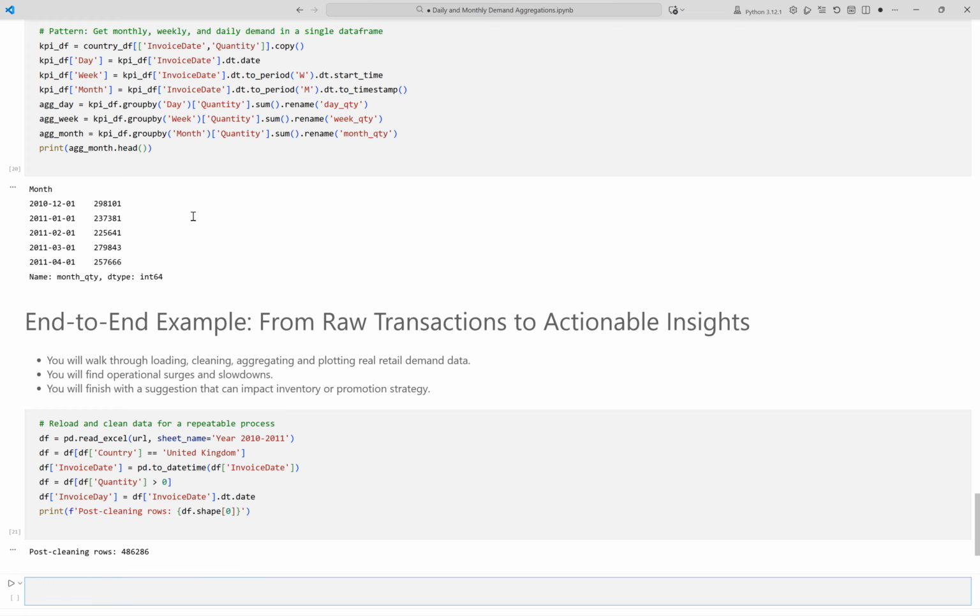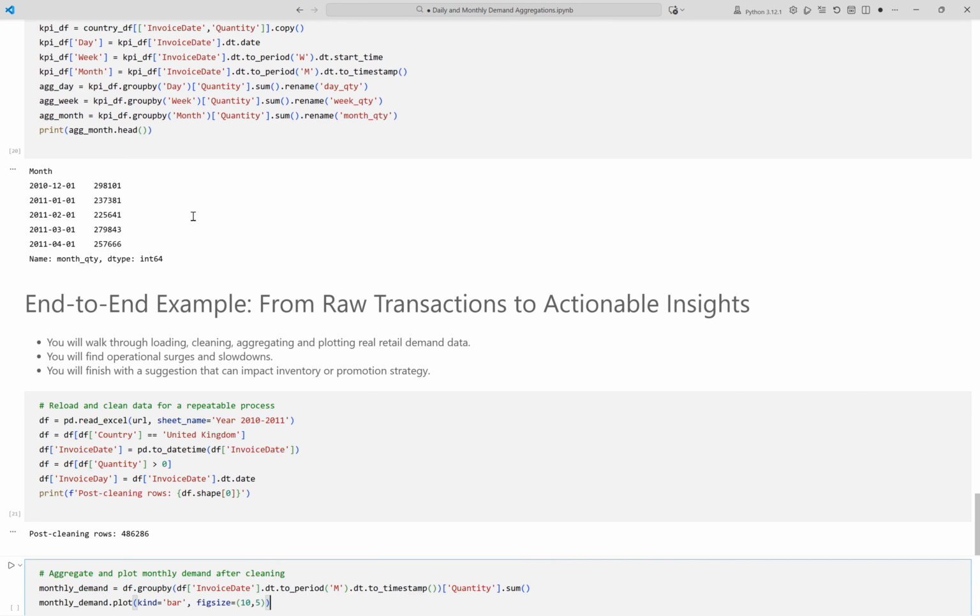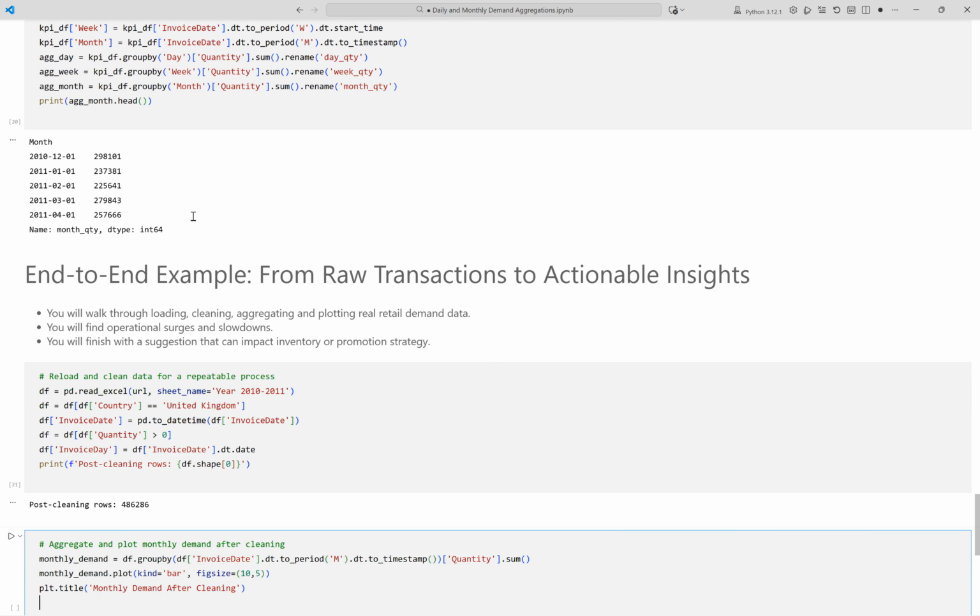Running the cell now. Here we see a bar chart showing total units sold each month after cleaning the data, highlighting clear fluctuations in demand over time. Notice the peaks and troughs, which indicate operational surges and slowdowns critical for adjusting inventory and promotional efforts. This aggregation and visualization step helps transform raw transactional data into actionable monthly insights.